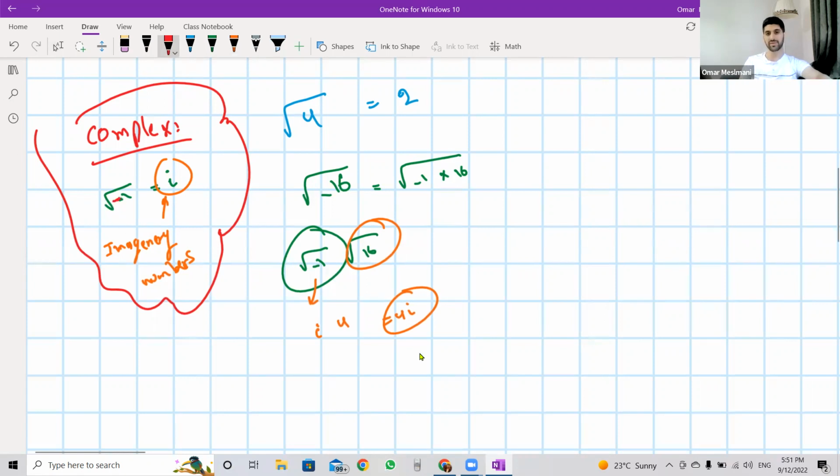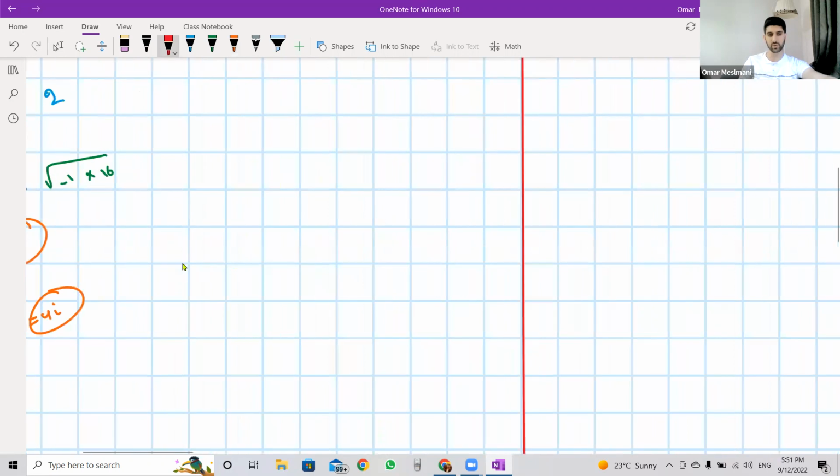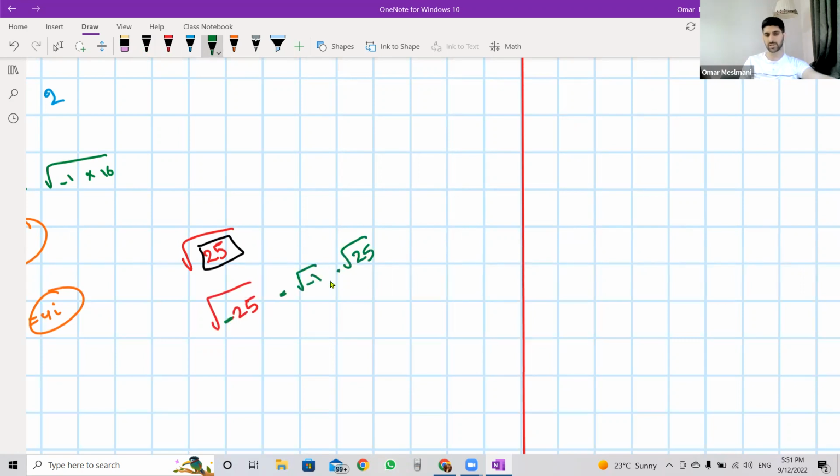So for example, what is the answer of the square root of 25? Is this imaginary? No, this is not. Why? Because inside the square root you see that it's a positive. But what if you have the square root of negative 25? This is when you say that this is an imaginary number. Why? Because there is a negative inside the root. So you say root of negative 1 times root of 25. What is the root of negative 1? It's an i. What is the root of 25? It's a 5. So the answer is going to be 5i. Exactly.